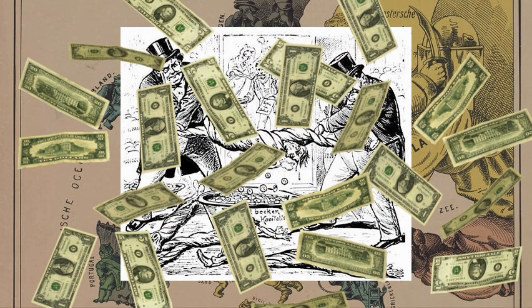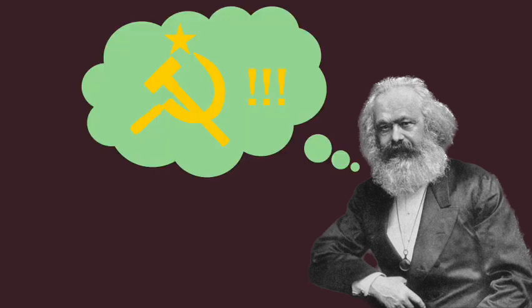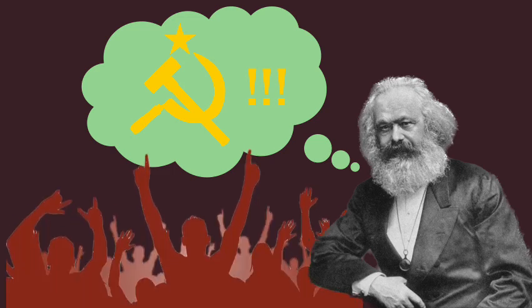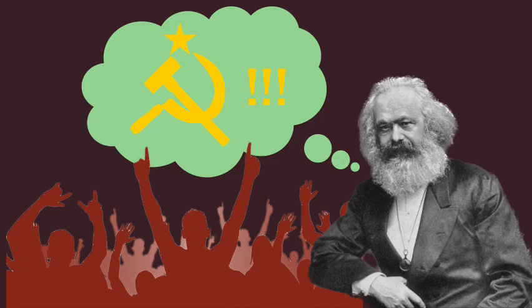Marx believed that this conflict would eventually lead to the downfall of capitalism and lead to the establishment of a socialist or communist society, where there would be no class distinctions and the means of production would be owned and controlled by the people as a whole.